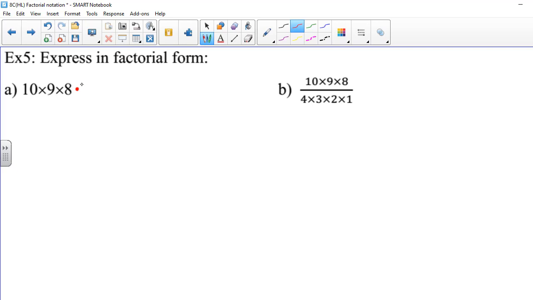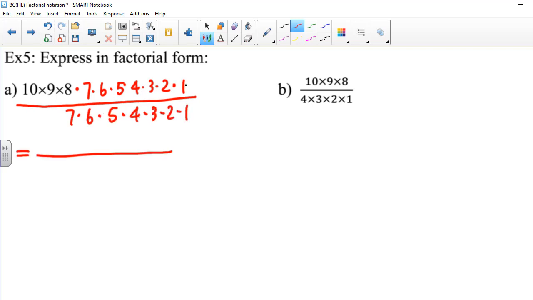So I can continue to multiply by 7, then 6, 5, 4, 3, 2, 1, until I finish the multiplication to 1. Then I divide by the factors I added on in the multiplication. With all the numbers I added, I can write down the top as 10 factorial. And the bottom should be 7 factorial. So 10 times 9 times 8 is 10 factorial divided by 7 factorial.